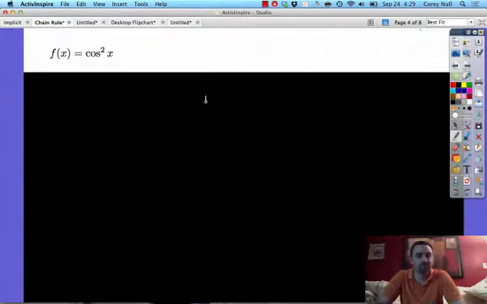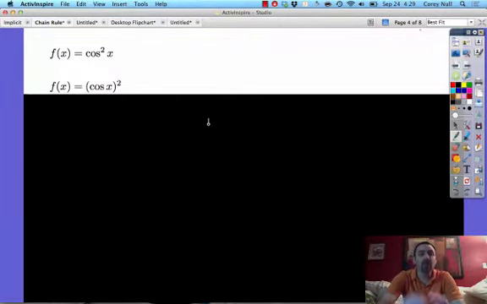All right, let's try another one. Cosine squared of x. We talked about this in class today: it's really shorthand for saying cosine all squared. We apply x first to cosine and then we square. That's why we put the square here rather than here.